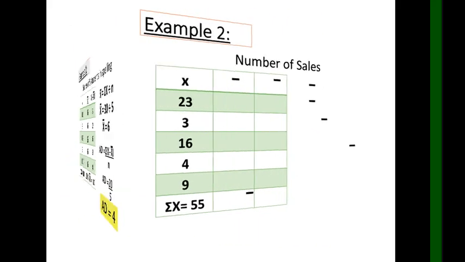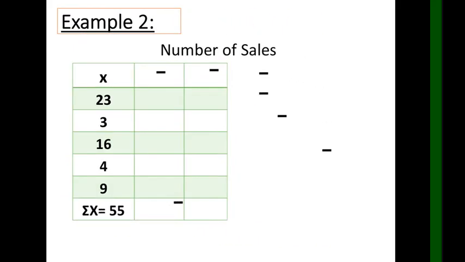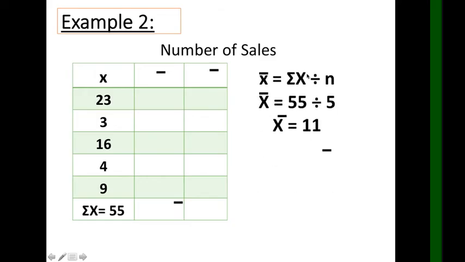To understand it better, let's have another example. Example number 2, these are the number of sales. We have 23, 3, 16, 4, and 9. And the total of x is 55. Now, first, we need to get the mean, which is equal to the summation of x, which is the total, divided by the number of items, which is 1, 2, 3, 4, and 5. So 55 divided by 5 is equal to 11. Therefore, for the mean, we have 11.